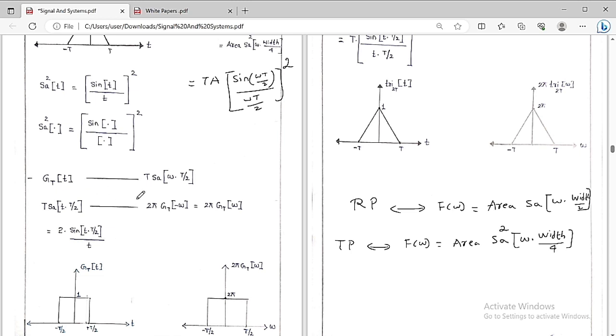1 into 2 is nothing but T. Sa of omega into width is nothing but T by 2. So omega into T by 2. So this is what we are going to get.